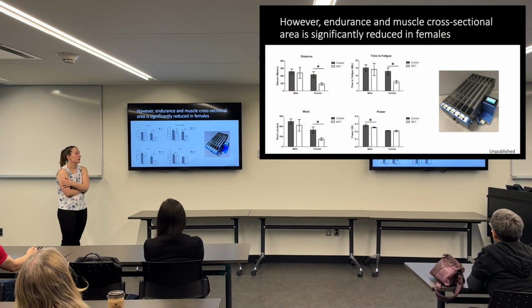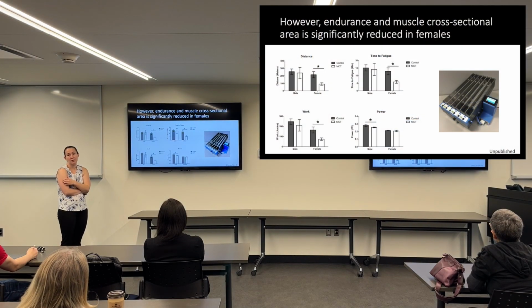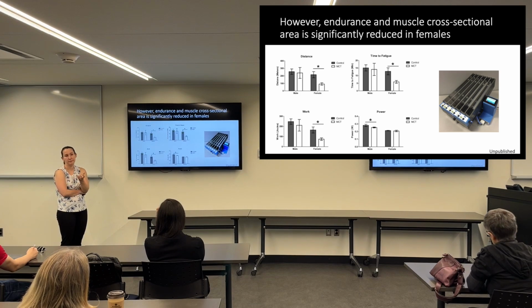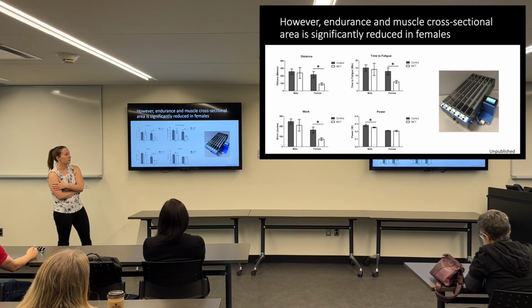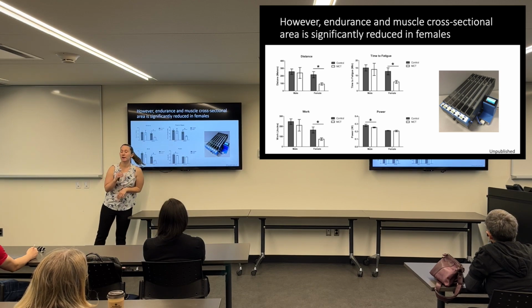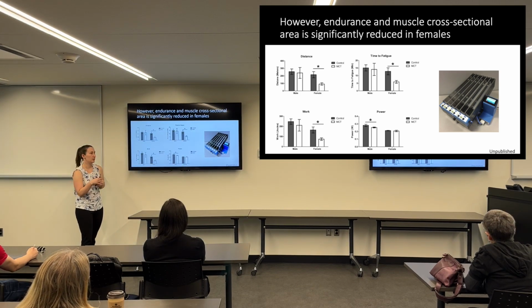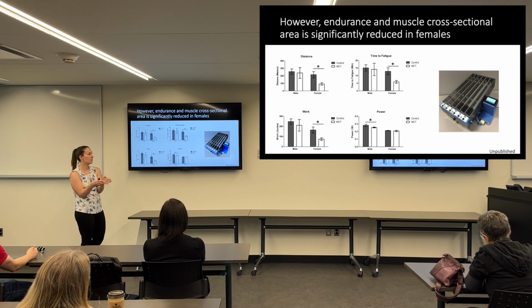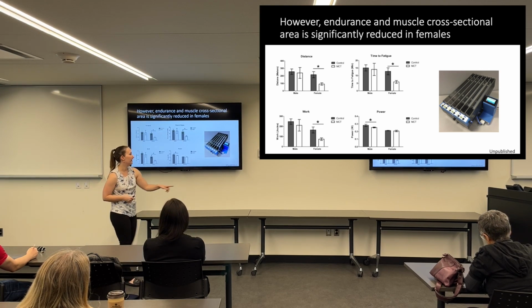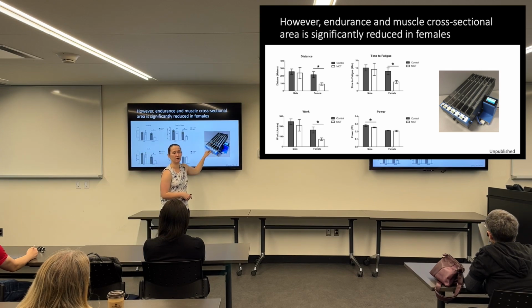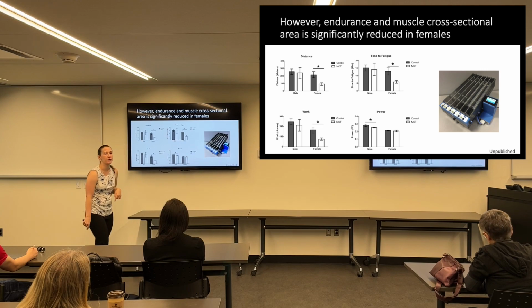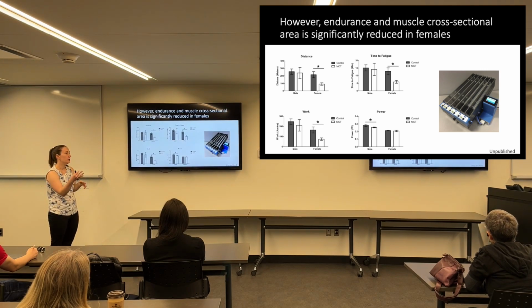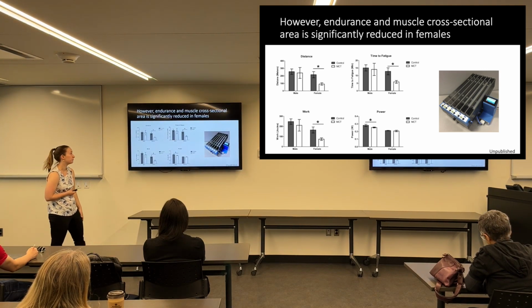Another thing that we did was test their endurance as a way to measure muscle function. It's not perfect, but it's one way that you can do it. So we use this treadmill on the right. You put the mice into these separated treadmill cages, and then this treadmill moves and they have to run to keep from falling off onto the back. So we can measure how long it takes them to tire out essentially.